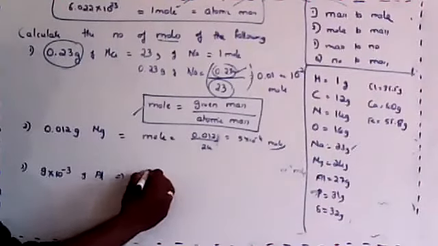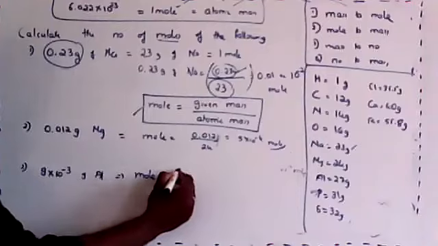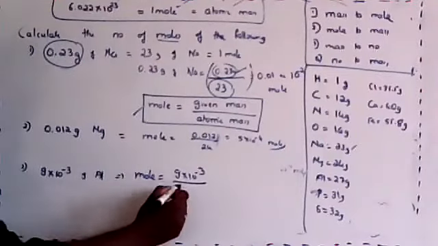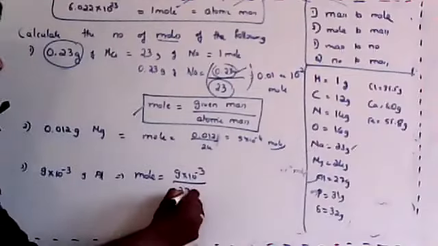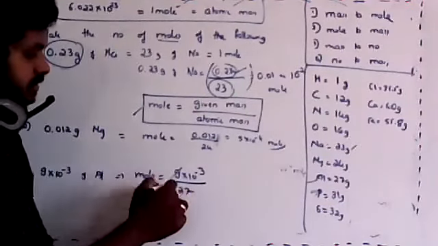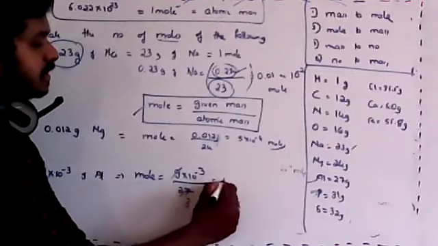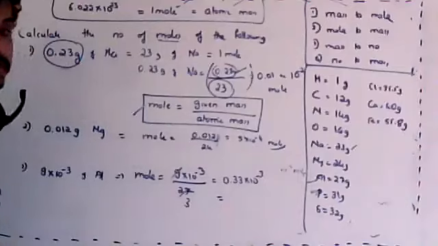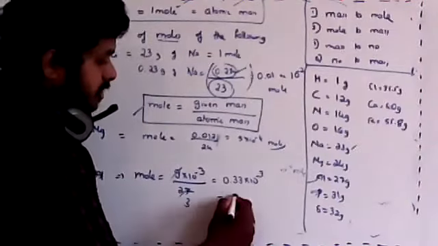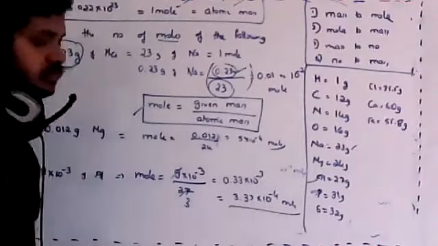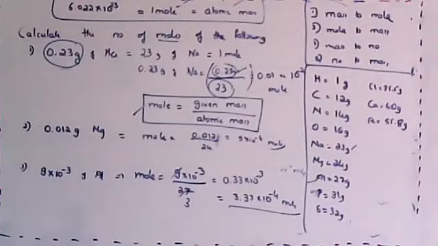So it will be mole equal to given mass. Given mass is 9 into 10 to the power minus 3, divided by molar mass of aluminum, which is written here. What is that? 27, right? So let us calculate. Yes, Aditi, right? So this will cancel out, so it becomes 1 by 3. 1 by 3, we can write it as 0.33 into 10 to the power minus 3. It's better to express in scientific notation. Yes, it becomes 3.33 into 10 to the power minus 4 mole. So dear students, is that clear now? Yes, in this way you can calculate when a mass is given.